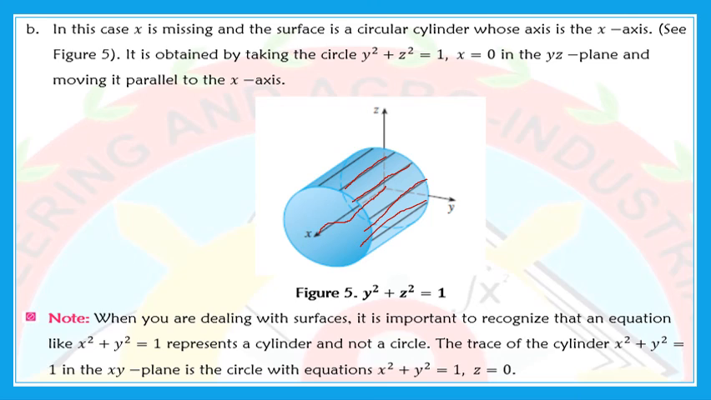So, when you are dealing with surfaces, it is important to recognize that an equation like x squared plus y squared equals 1 represents a cylinder and not a circle. The trace of the cylinder x squared plus y squared equals 1 in the xy plane is the circle with equations x squared plus y squared equals 1 and z equals 0. So, yun yung traces niya. Trace ng cylinder natin na x squared plus y squared equals 1, rather.